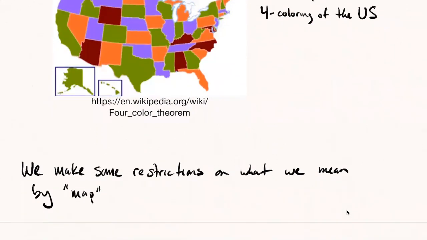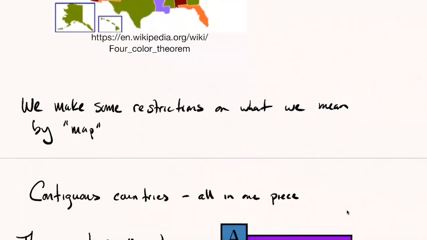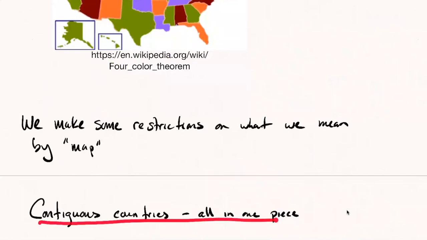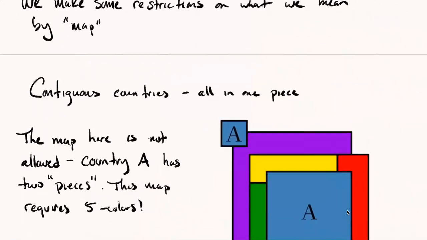So I'm talking about the restrictions on our map. What are our restrictions? Well, you have to have contiguous countries. You can't have nations that have sort of an island state out somewhere. So they have to come in one piece.